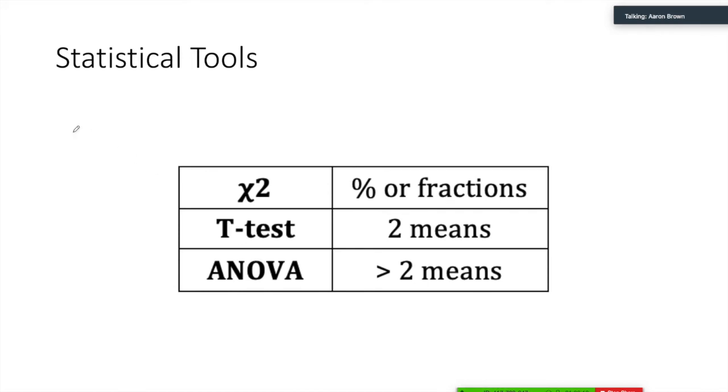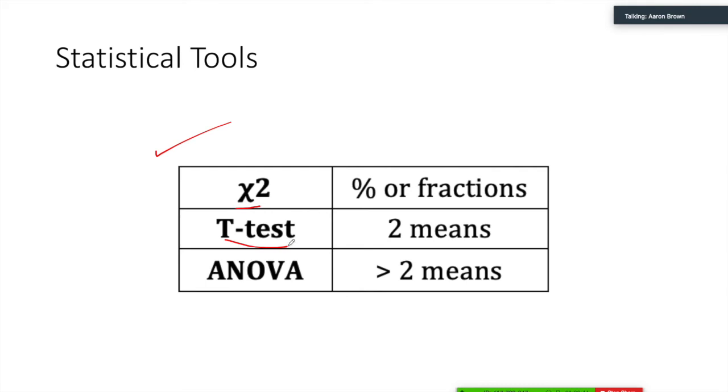Okay, and so there's really just three statistical tools that we need to know of. First is going to be our chi-squared. Chi-squared is used for comparing percentages or fractions, okay? So honestly, the way I remember chi-squared, whenever we're comparing things that are not means, okay? So if they've given you something else to compare besides a mean, go for your chi-squared, okay?